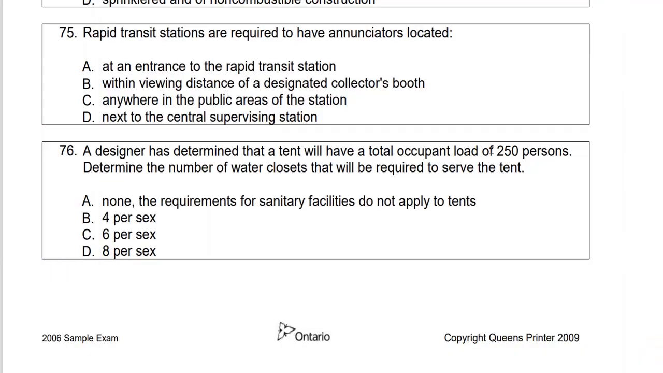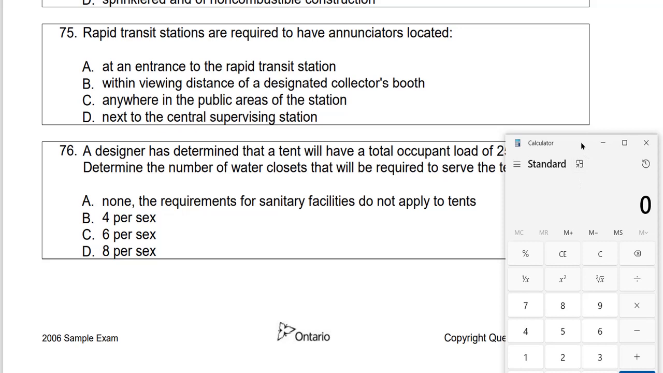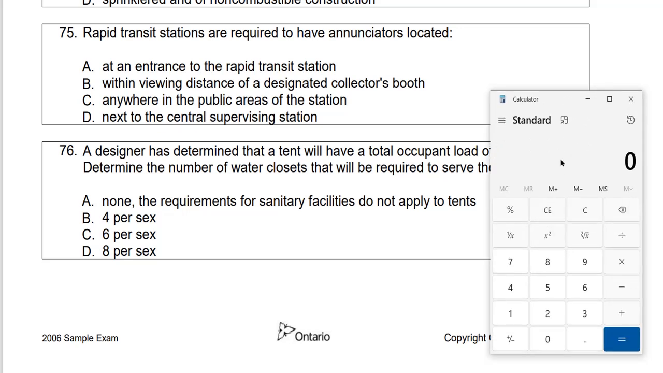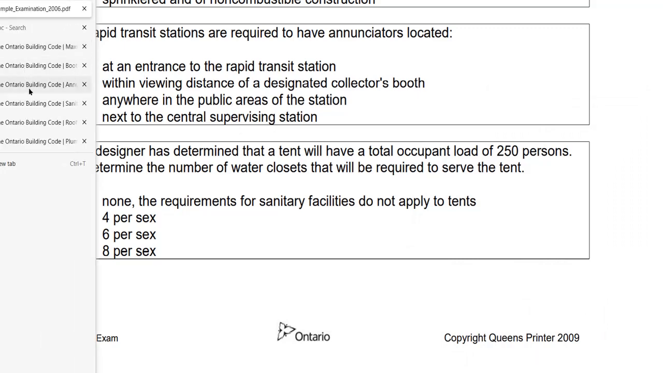Remember, it's 250 persons. How water closet occupancy load works is that it already gives you an amount of occupancy. So listen, in order for us to calculate this, we need to divide the occupancy between male and female. So 250 divided by 2. So we have 125 male, 125 female. That's how it is being calculated.